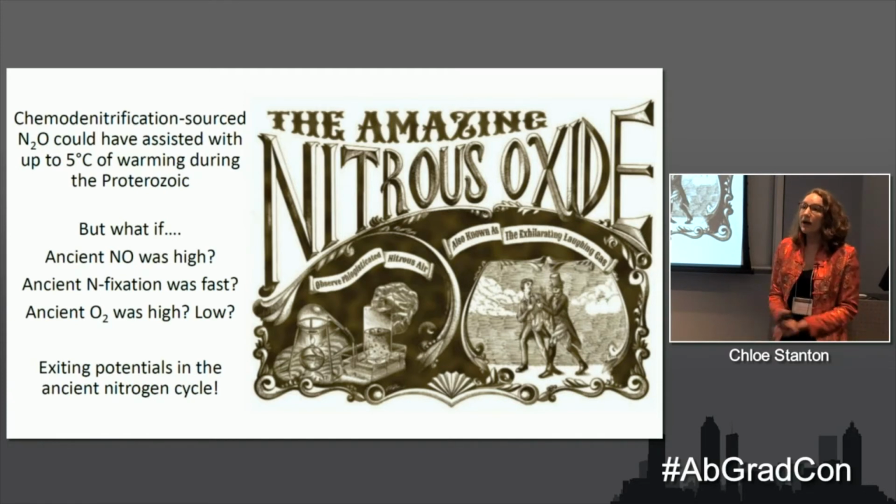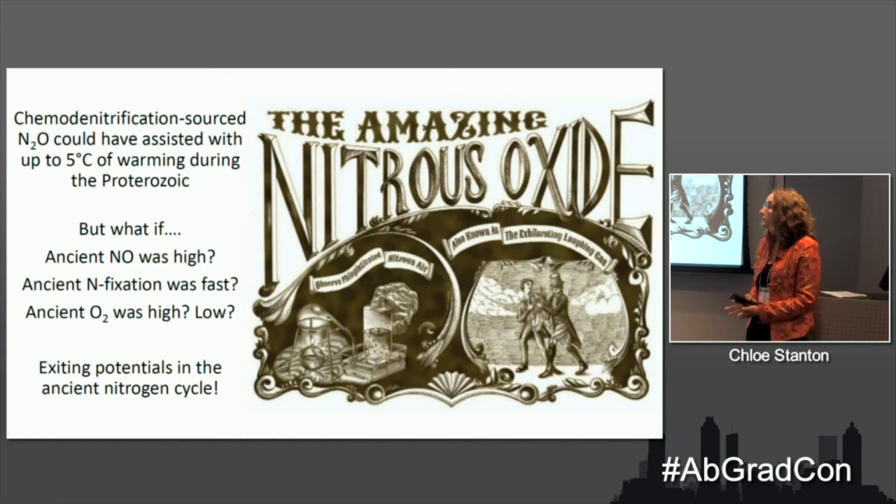For example, we don't have very good constraints on ancient nitric oxide concentrations. It could have been much higher considering the ocean was primarily anoxic. Also, if ancient nitrogen fixation was faster than it is today, this is a possibility, this would also change our calculations. In the same sense, if it was slower, this would change our calculations as well. Also, it is likely that not all of this fixed nitrogen engages in chemodenitrification. So we presented one end member here. Conversely, there's another end member in which no nitrogen is chemodenitrified.